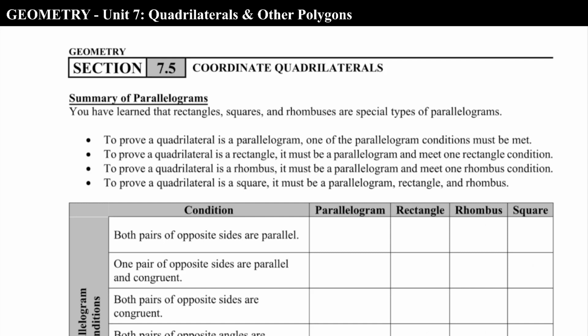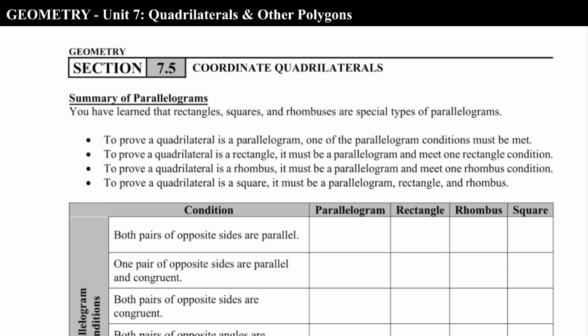Hello and welcome to the Unit 7 Section 5 video on coordinate quadrilaterals. So in the past couple of sections we've been talking about special types of parallelograms and the relationship that we have between rectangles, squares, and rhombuses with parallelograms.